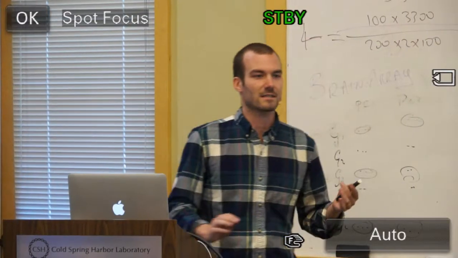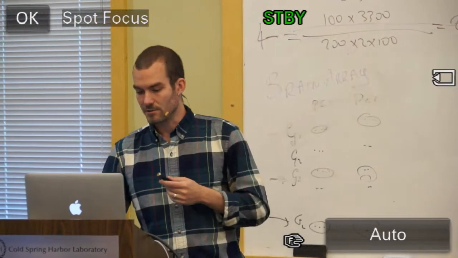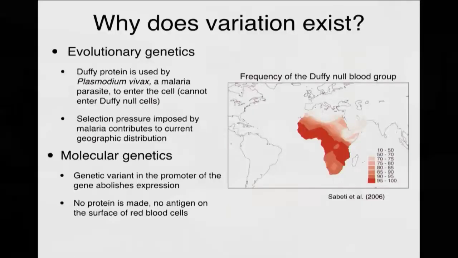But that's not a totally satisfying answer. Another answer is molecular. Why does Duffy null exist? And the molecular answer is that there's a genetic variant in the promoter of the gene that abolishes the expression of the gene. So no protein is made, no antigen is put on the surface of the red blood cells, and that's what Duffy null is.